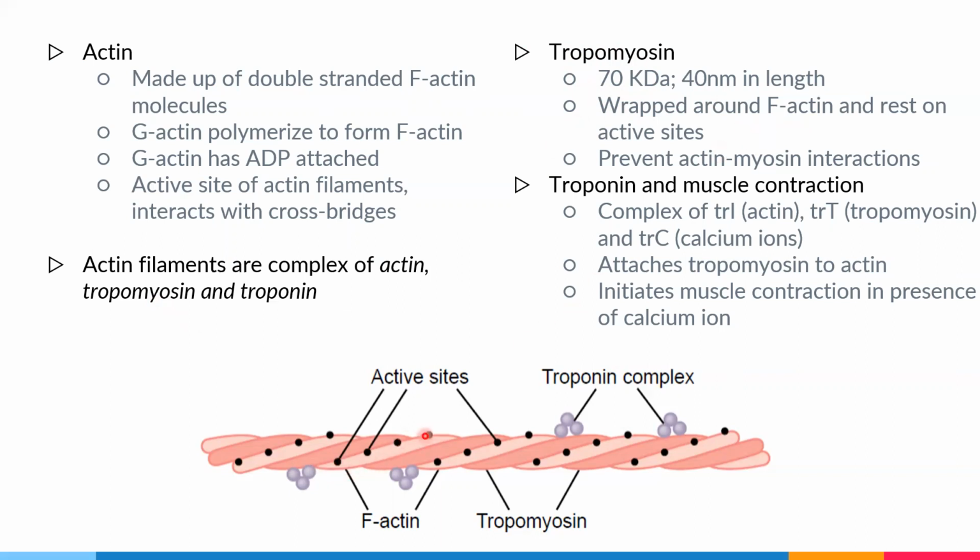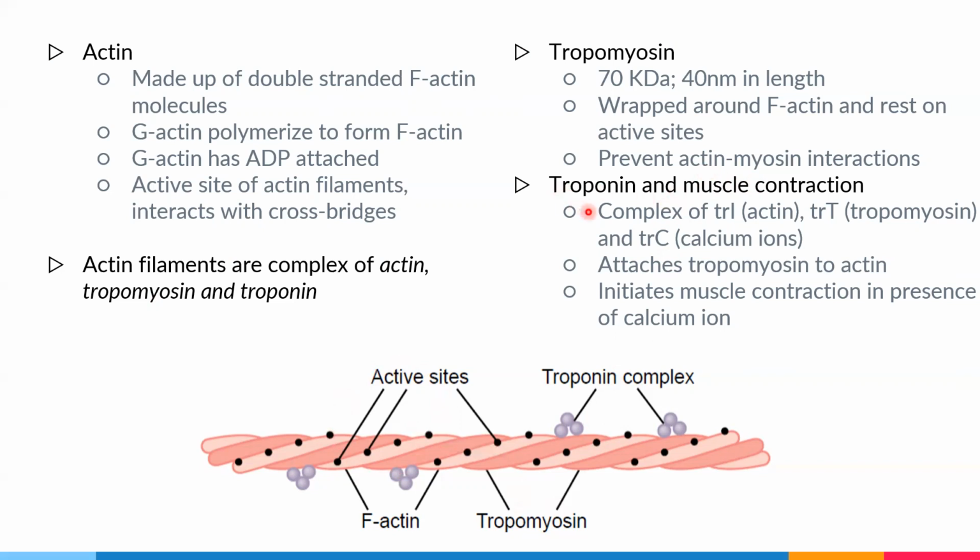So, as we can see in this picture, the F-actin is shown by the lighter strand, and tropomyosin binds around it like an intertwined rope and sits atop the active sites of the F-actin. This sitting of tropomyosin prevents actin-myosin interactions, and thus the cross bridges present on the myosin cannot interact with the actin molecule, the actin active sites.